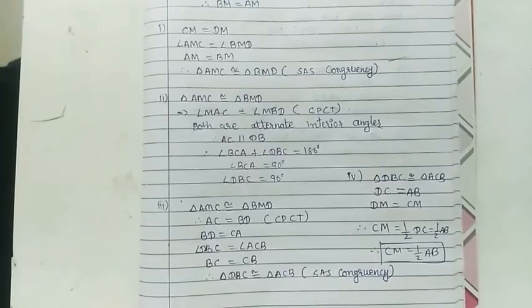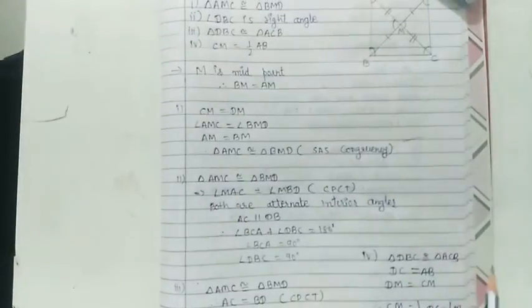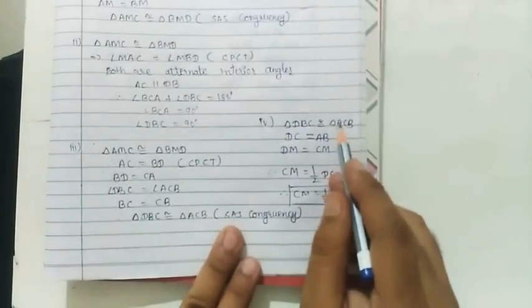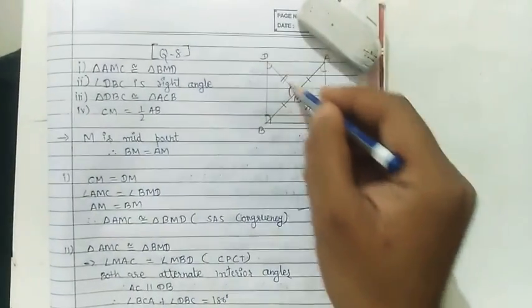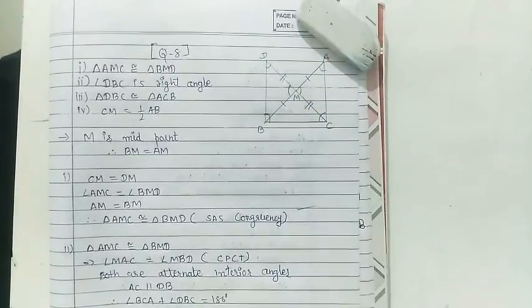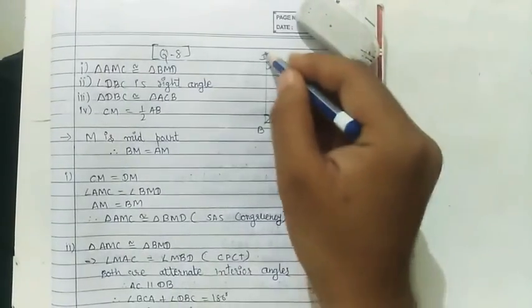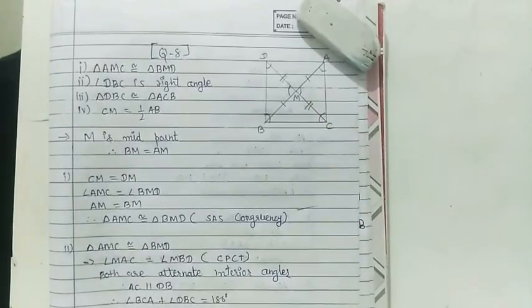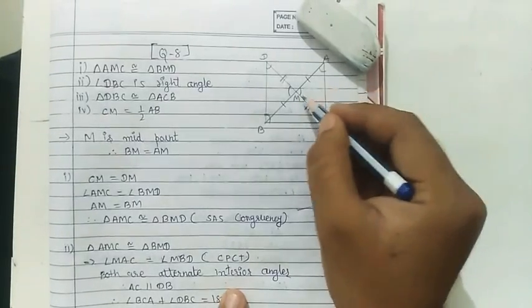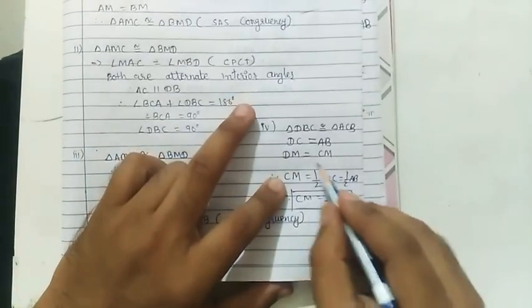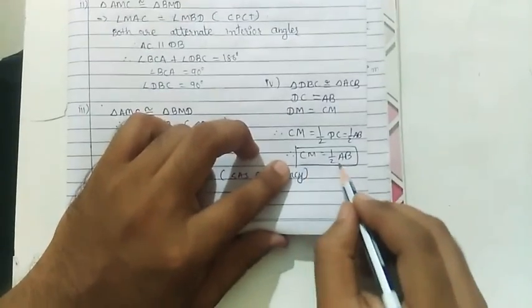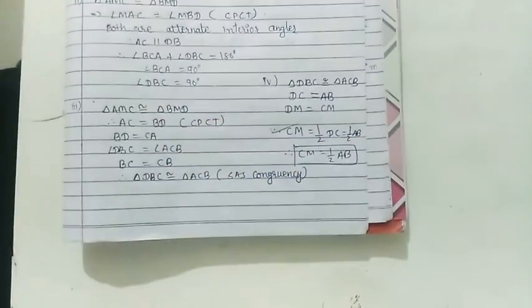Now fourth one, we have to prove that CM is half of AB. So how can we prove that? DBC and ACB both are equal, so DC is equal to AB. Okay, so here it is given that DC is equal to AB. This DC and AB both are same, right? So DM is equal to CM, right? So CM is equal to half of DC. Yes, CM है वो DC का half है. So DC and AB सब same है तो half of AB, तो CM is equal to half of AB. It is proved. बहुत ही आसान है, सिंपल है फ्रेंड्स, ज़्यादा कंफ्यूज होने की ज़रूरत नहीं है.